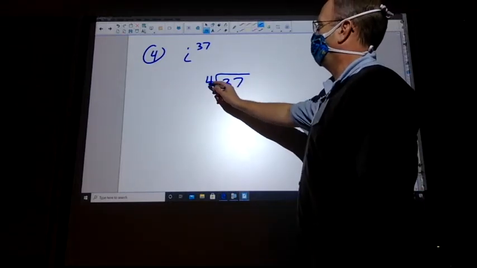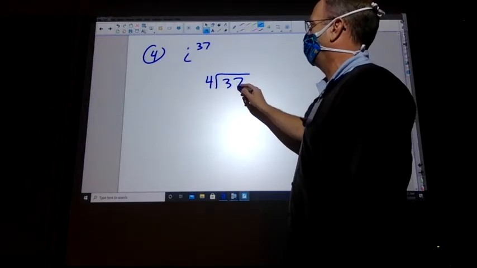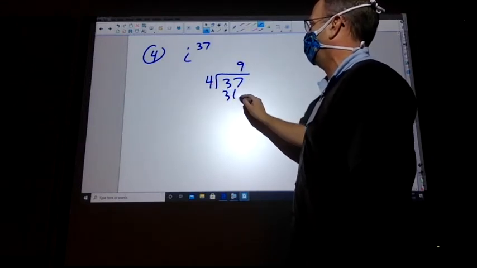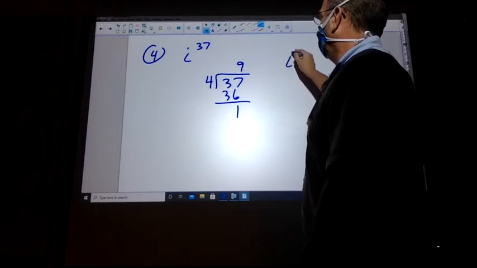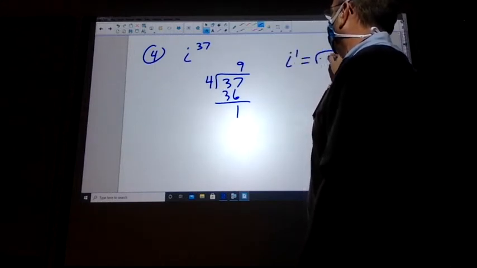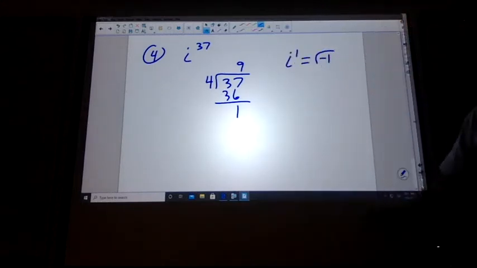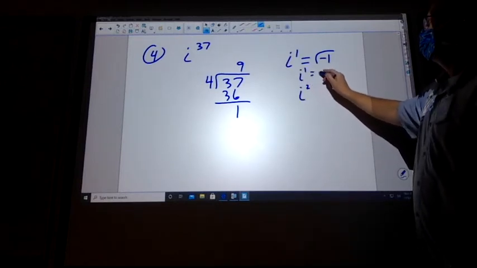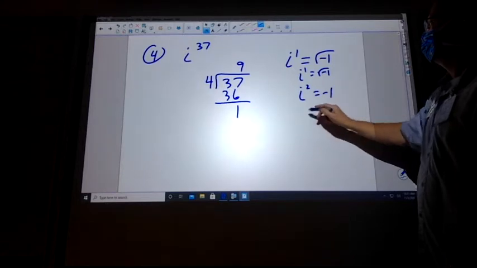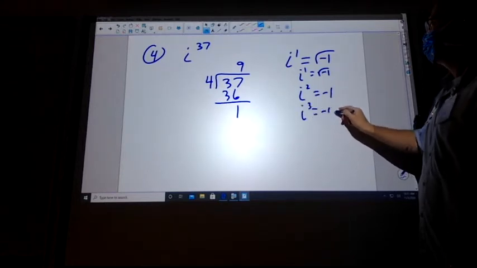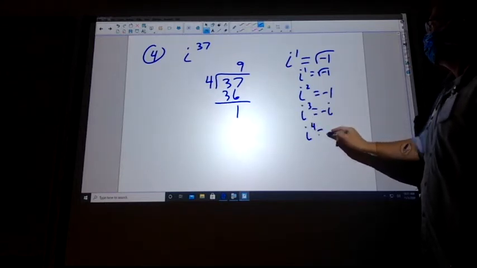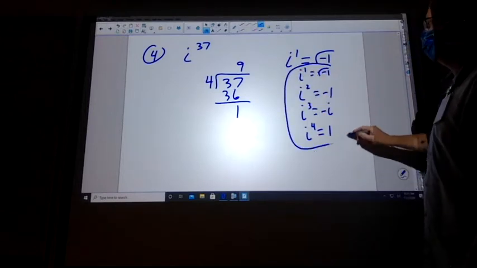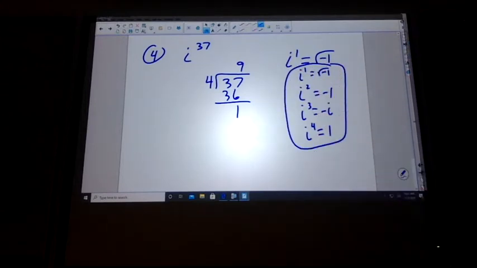Okay, so I do this. So I go 4 doesn't go into 3. 4 goes into that 9 times, so I get 36. So I get a remainder of 1. So I get i to the 1st. i to the 1st is the square root of negative 1. You need to know this. That's all you have to know. You have to remember that.